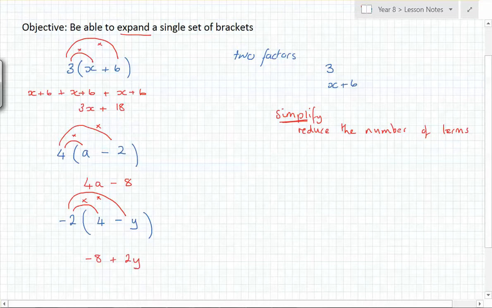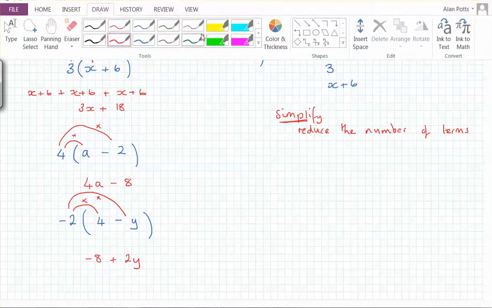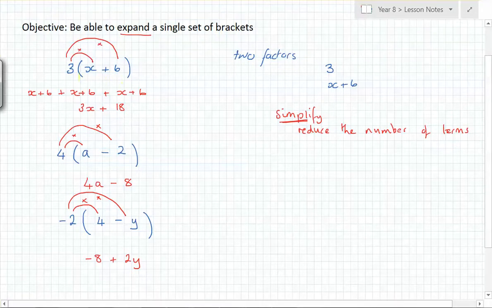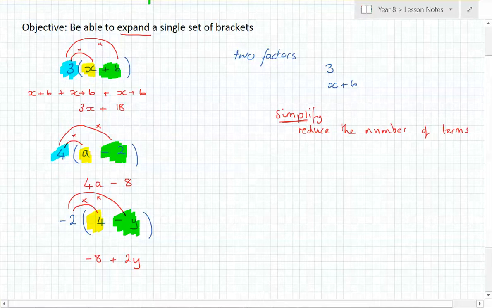So that's where a lot of mistakes are made. What I would like to point out is take each part of the expression, take the numbers and take the signs that go before them. That's a good way of remembering. So it's like positive 3 times positive x and positive 6. It's positive 4 times positive a, but times negative 2, and then it's negative 2 times positive 4 and negative y. You know about your positives and negatives, so you can work that out.